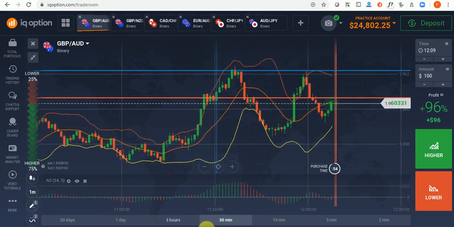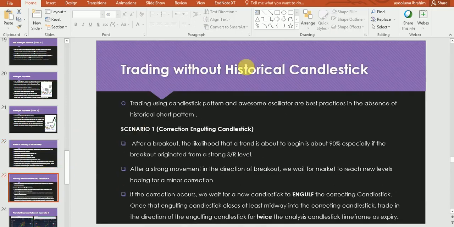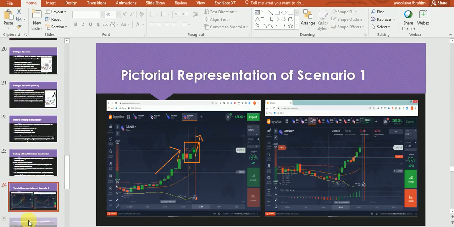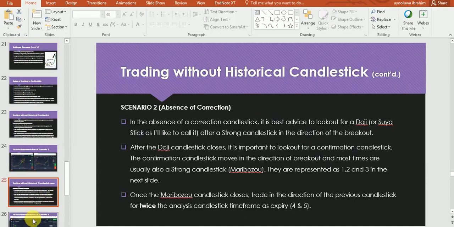If you don't have this PowerPoint presentation, I can show you. If you need more educational material, I will show you. There are also other conditions that you can trade. It's all in this PowerPoint, and it is explanatory enough. It talks about trading without historical candlesticks. What if there is no history for you to look back to? How do you trade? That is what this is all about, and it is self-explanatory from the slide here. So please go through this PowerPoint, and if you have any question, please ask me.